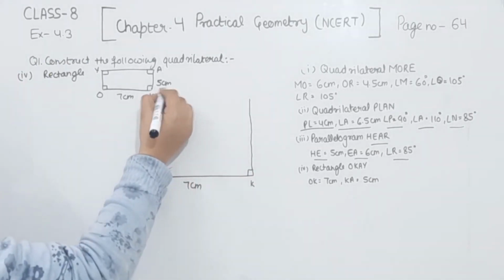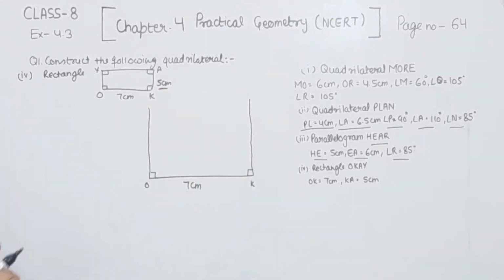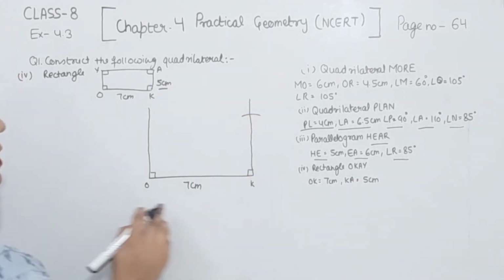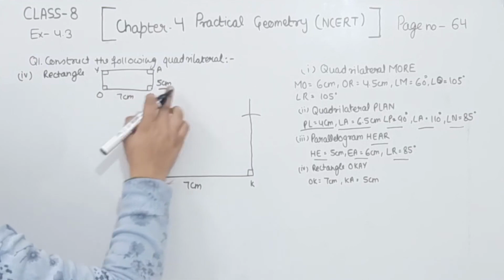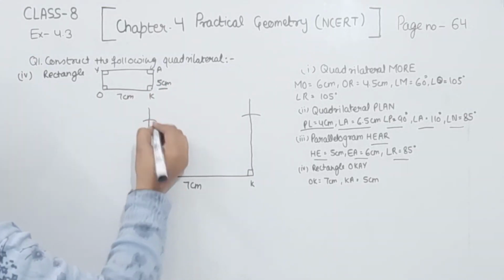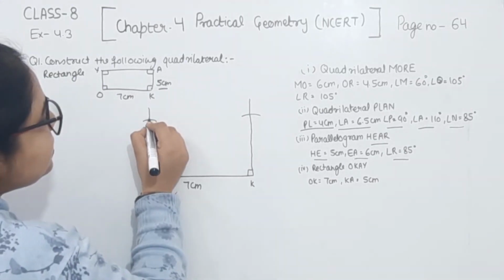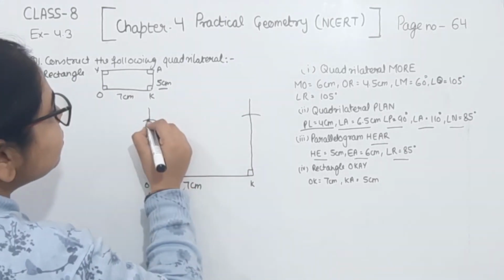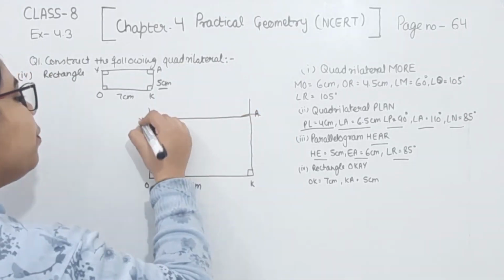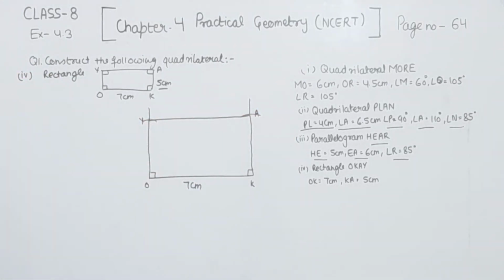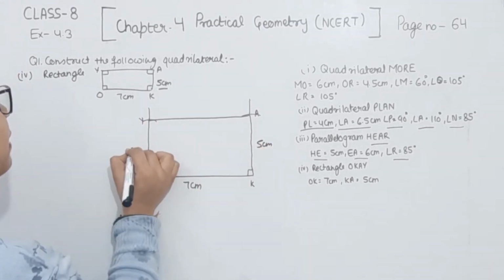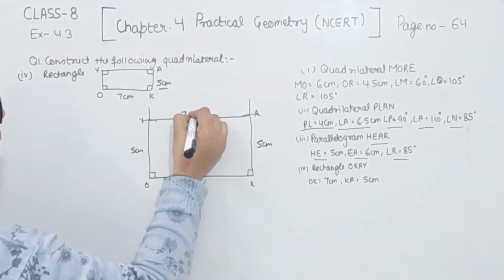Now we are going to take 5 centimeter measurement on the compass and K as the center, we are going to draw an arc. Similarly, O as the center and 5 centimeter measure on the compass, we are going to draw an arc. Now, intersecting point, we are going to join them. So this will be the OKAY rectangle. This is the 5 centimeter, this is the 7 centimeter, and this one will be the 5 centimeter.